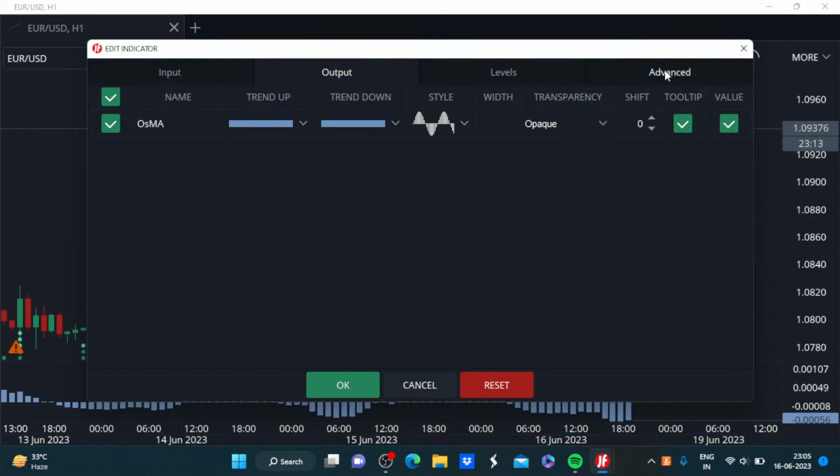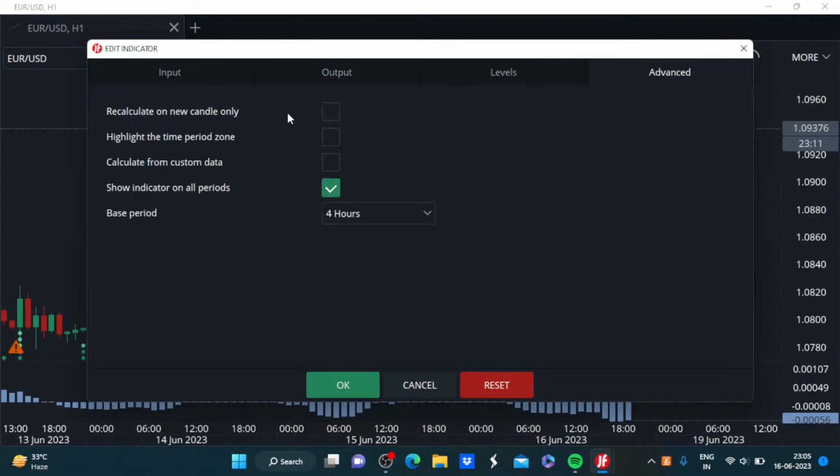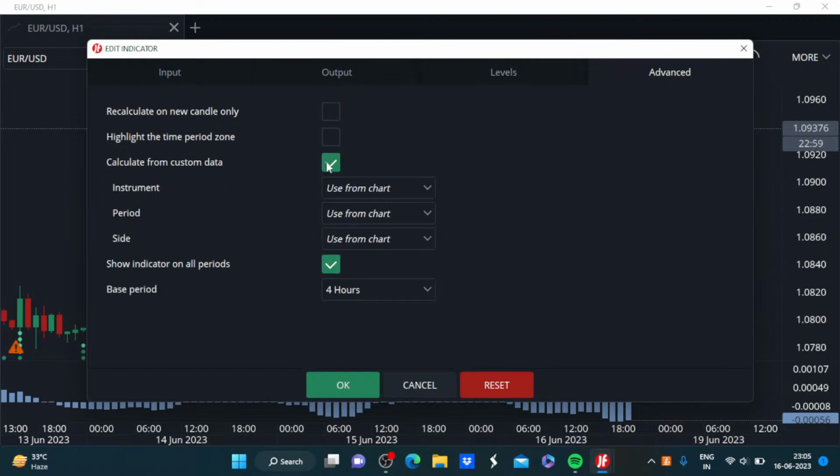Coming to the advanced editing options, you can go for recalculate on new candle only, highlight the time period zone. So these two options are not going to make much of an impact, but the calculate from custom data is quite important. We have to use these options mindfully, because we get this option of going for the instrument from the chart, or we can even have a fixed instrument and the indicator will be plotted only for that.